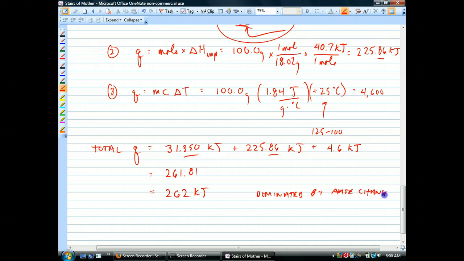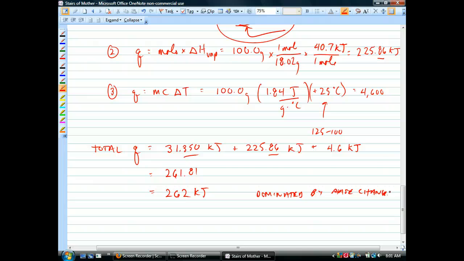It's dominated by the phase change. The phase change is dominating the process, because look at the numbers up here. Look at my values. That's where most of the heat came from. 226 kilojoules. This is 262. The difference was just the heating processes. So most of it was through the phase change.